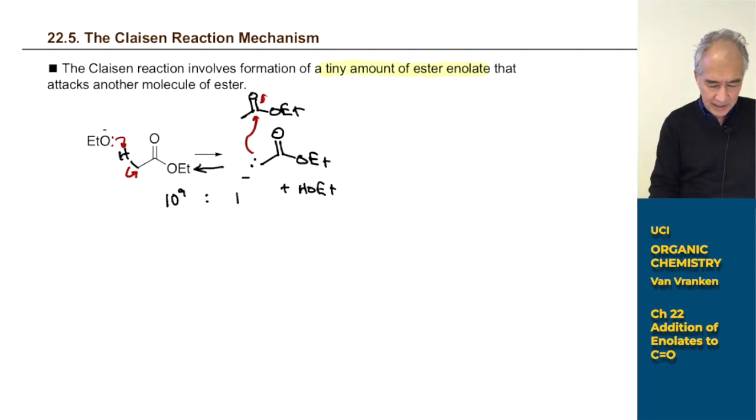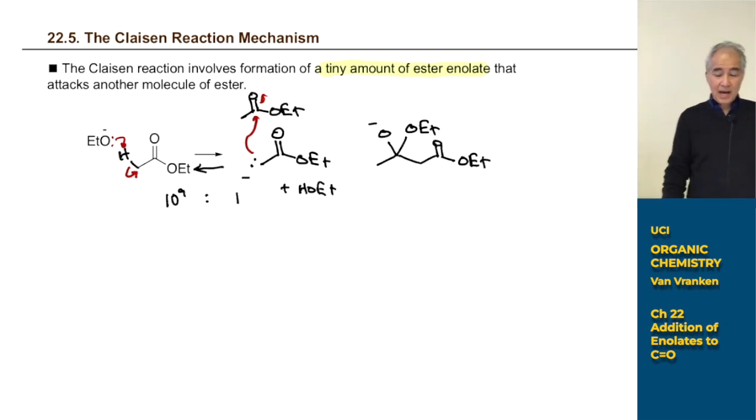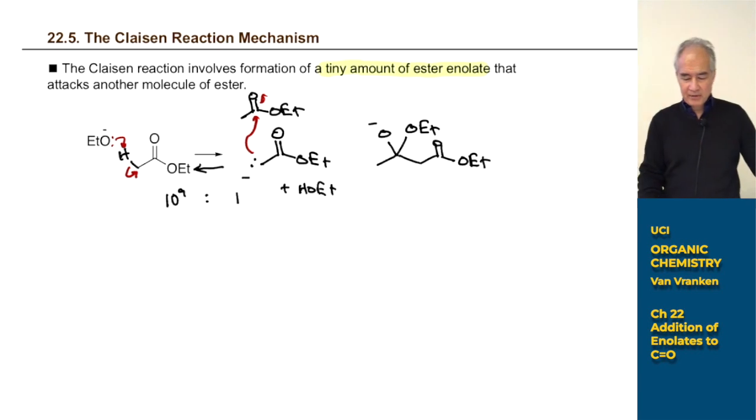So let's go ahead and draw out that intermediate here. Here's that tetrahedral intermediate. We just added a carbon to that, or added in our enolate to generate this tetrahedral intermediate. And there we go. And so now you can see we've got a leaving group on here. This ethoxide can act as a leaving group.